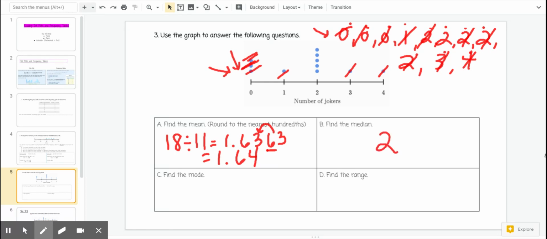The mode is the one that happens the most often. Well, again, I have 2 happening 5 times. So my mode is 2. And my range is always my greatest number minus the least. So 4 minus 0. A lot of you are saying to divide those numbers, and you don't divide them. It's minus. So 4 minus 0 is 4. So in this case, my range is 4.